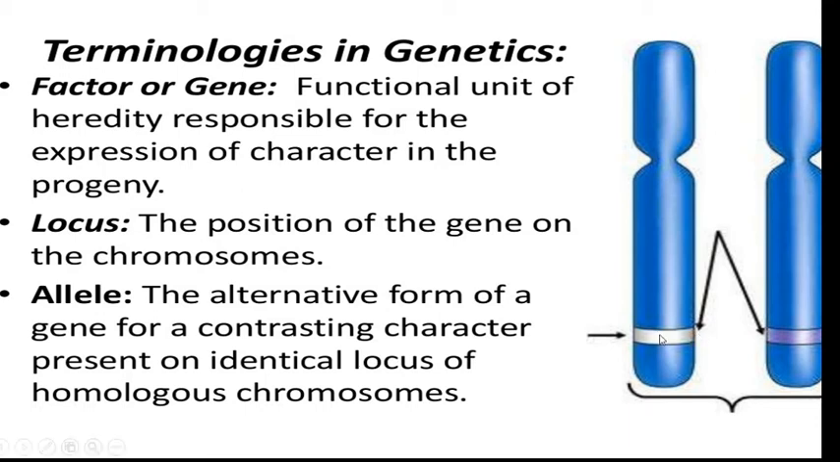Ultimately, even though the DNA is responsible, a fragment of DNA, a small segment of DNA which is responsible for a trait, what is that called? We call it a gene. That's why it is called the functional unit of heredity, responsible for the expression of a character in the progeny. What do you mean by progeny?